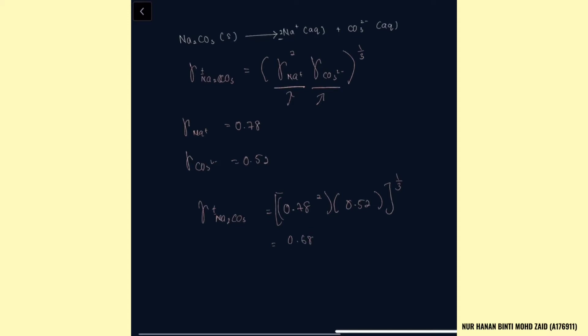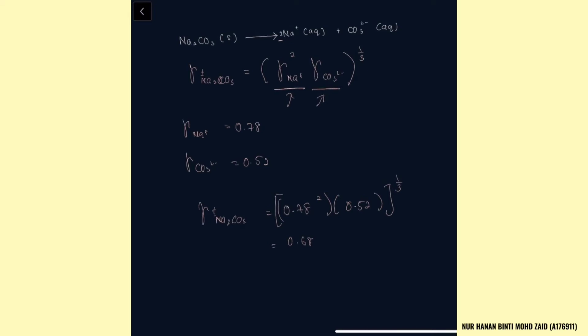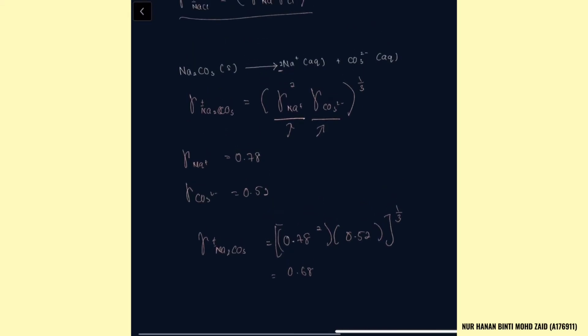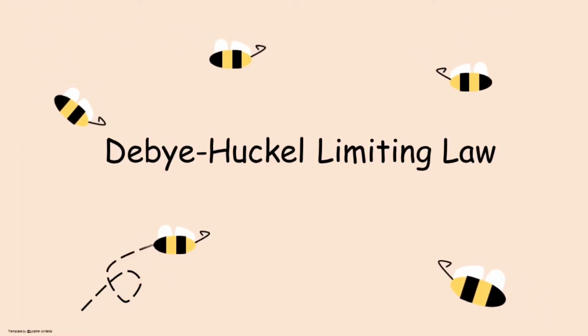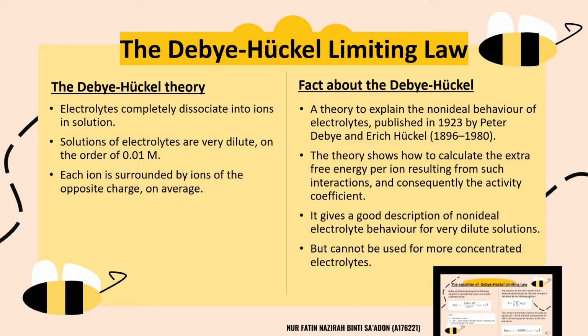Ini contoh kalau kita ada nilai untuk setiap activity coefficient untuk positive and negative ion, tapi it is impossible. So untuk experimentally, we can see explanation from Debye-Hückel. Kita boleh tengok kat situ for experimentally punya. The Debye-Hückel theory is based on 3 assumptions of how ions act in solution. The first one is electrolytes completely dissociate into ions in solution. Solutions of electrolytes are very dilute, on the order of 0.01 m. Each ion is surrounded by ions of the opposite charge on average.